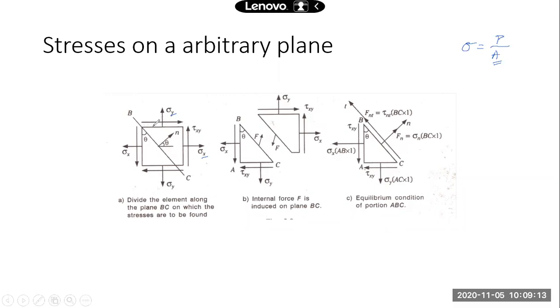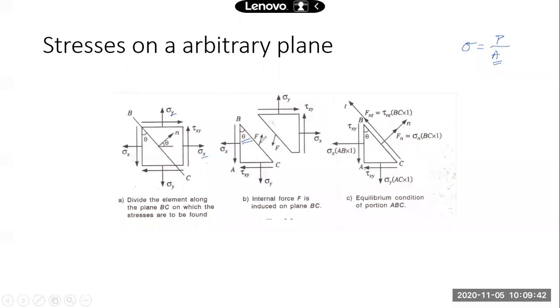After representing the state of stress on this element, we'll pass the plane through it with the required inclination. This is the inclination theta, represented with respect to the vertical. This is the plane BC, cutting this element. We'll pass that plane and consider one part of this element, the ABC portion.